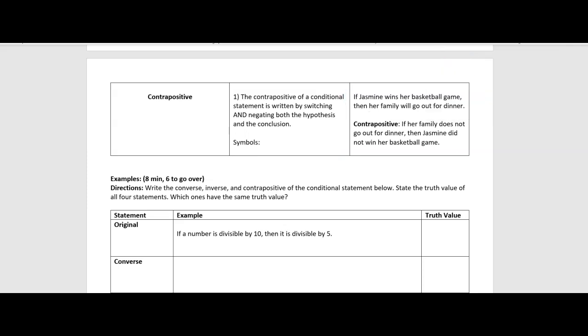What you're going to do is practice writing these different types of statements. I give you an original statement, and then you need to write the converse, the inverse, and the contrapositive. Then you're also going to talk about whether they are true or false. Remember what makes a statement true or false. A statement is only false if the hypothesis is true and the conclusion is false. That's the only time. So if that never happens, the statement is always true. Take some time to work through these on your own, and then we'll come back and discuss.